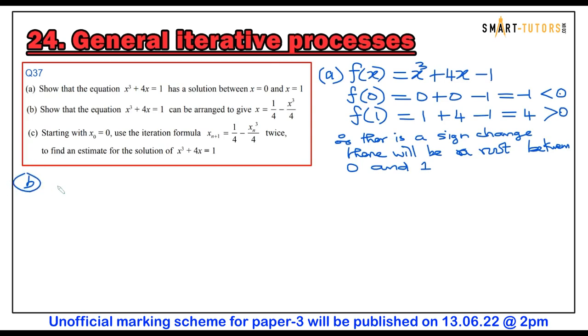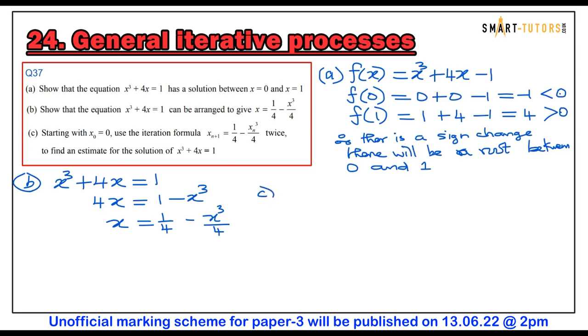B part: show that the equation can be rearranged to that format. All you want to do is start with x cubed plus 4x equals 1. Keep the 4x equals 1 minus x cubed and divide by 4. So x equals 1 over 4 minus x cubed over 4. That is the B part. Then the C part is the iterative process: x(n+1) is 1/4 minus x(n) cubed over 4.